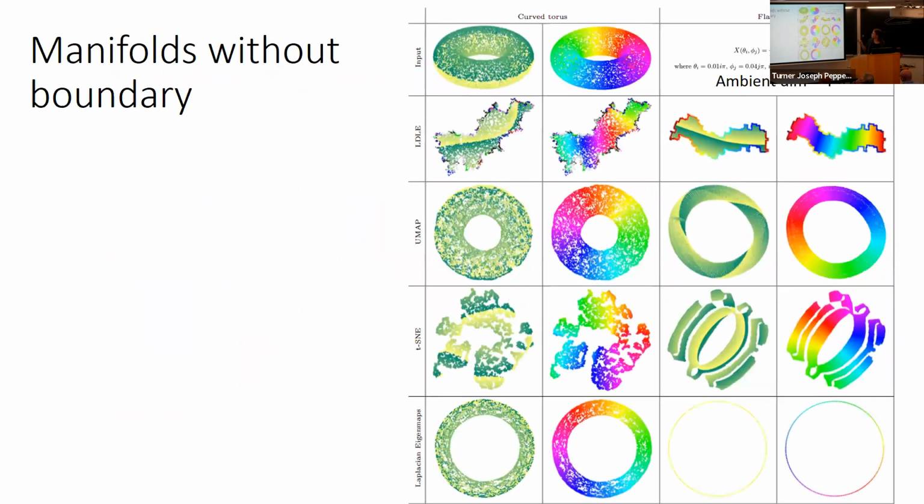For manifolds without boundary, we have the curved torus and the flat torus, which I've already showed you. And in comparison, Mishne, as usual, tears things apart in weird ways. And UMAP and Laplacian eigenmap just squashes it along one of the dimensions. And we have this distortion that points on the top of the torus and the bottom are now close to each other in the 2-dimensional space.